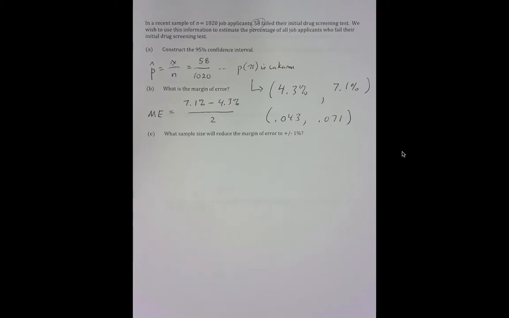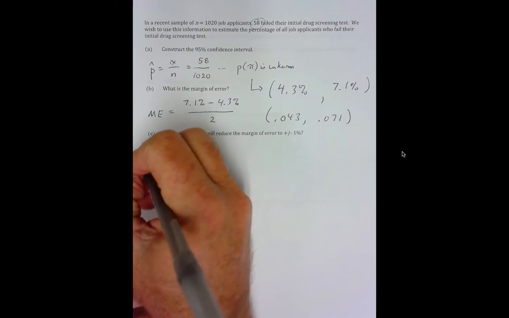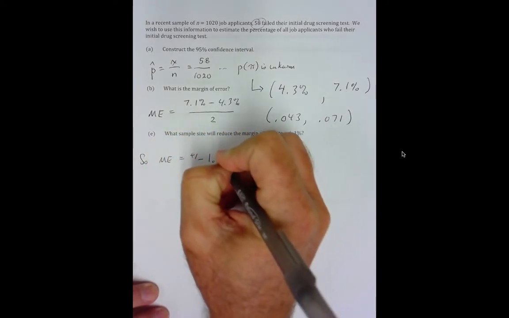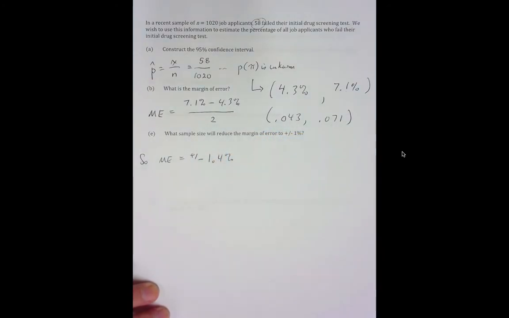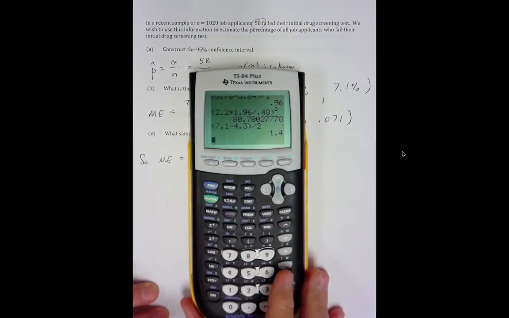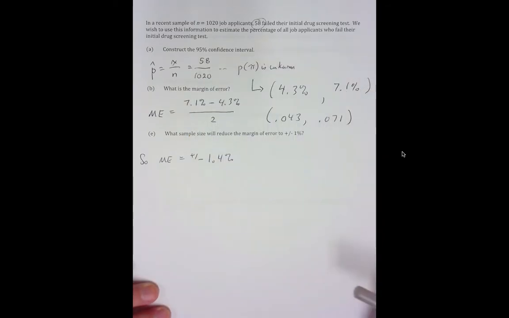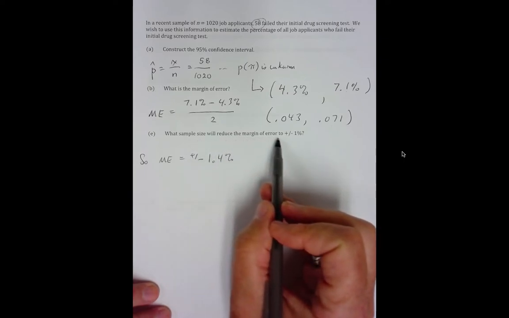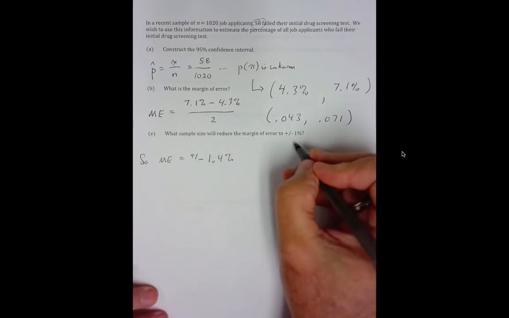So 7.1 minus 4.3 divided by 2. So we get a margin of error of 4% is what I get. All right. Now, what sample size will reduce the margin of error to plus or minus 1%?